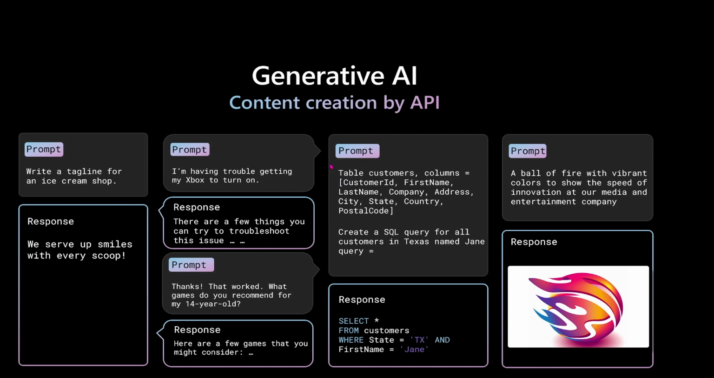And you can also use the prompt for generating code from natural language queries using the Codex family of models or the DaVinci based GPT 3.5 or 4.0 models as well. So it takes the natural language query and generates, in this case, a SQL output. And beside that is a natural language prompt to images, which can be called through the Dall-E 2 API. So you provide a natural language query, a ball of fire with vibrant colors to show the speed of innovation at our media and entertainment company, and it generates a response based on some of the keywords that you provide in the prompt.